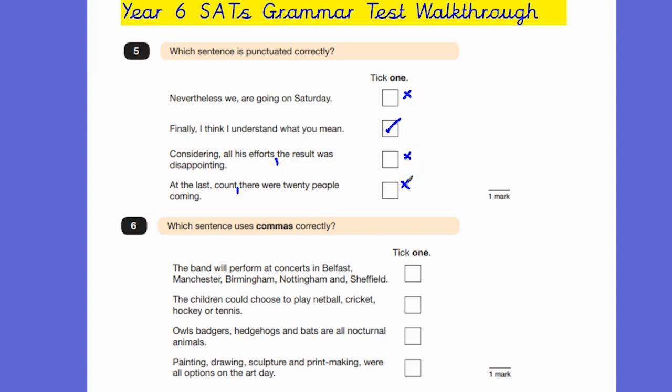Number 6, which sentence uses commas correctly? The band will perform at concerts in Belfast, Manchester, Birmingham, Nottingham, and Sheffield. I know that's not correct because in a list, and replaces my comma. The children could use to play netball, cricket, hockey, or tennis. Well, I know that is correct. Owls, oh no, missing punctuation. There should be a comma there for owls, so that one is also not correct. Painting, drawing, and sculpture and printmaking, comma, were all options on the art day, so that is also incorrect. So they should have identified this as the correct use of commas.